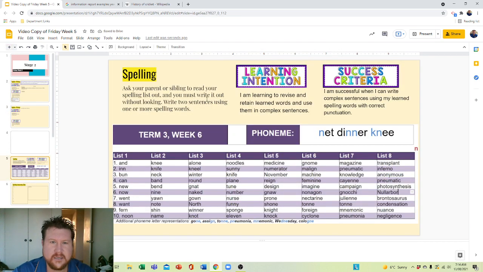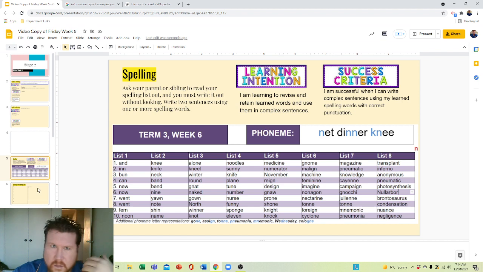Okay, ask your parents or sibling to read the spelling list to you, and you must write it out without looking at your spelling list. It's just to test yourself. Give yourself a test. Tell your teacher how you went. It's improving, important. Then write 2 sentences using one or more spelling words.